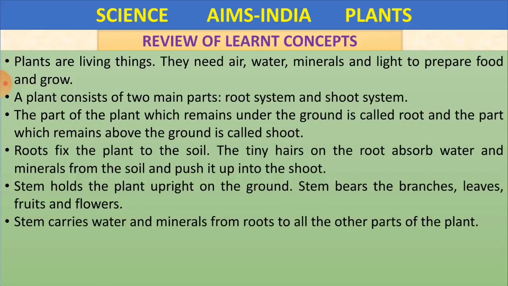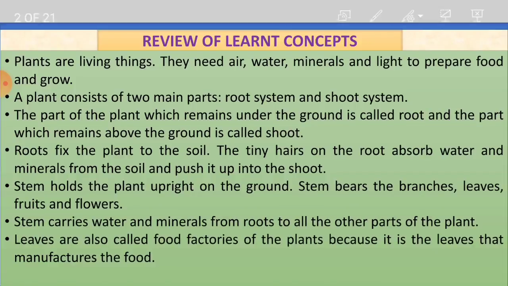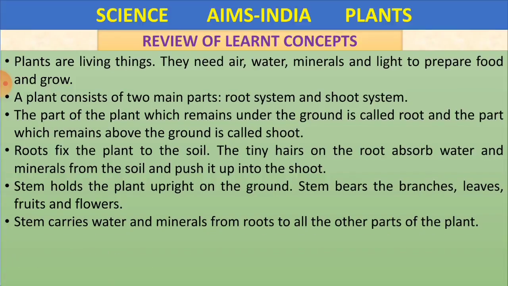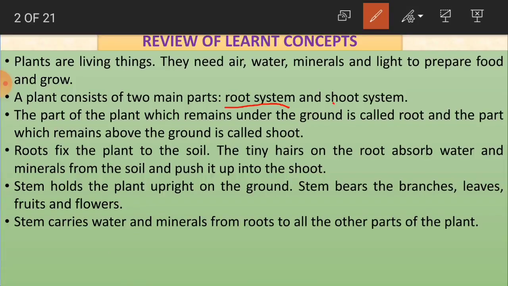What are they? Root system and shoot system. What we see above the ground is the shoot system, and what we see under the ground is the root system. As we discussed, the plant has two main parts. The part under the ground is called the root system, and the part which we see above the ground is known as the shoot system. Clear children? So plants are living things and they have two main parts, root system and shoot system.